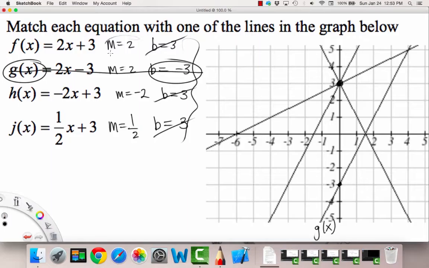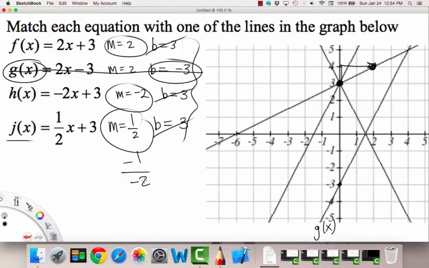Now the slopes are all different, right? This one's positive 2, this one's negative 2, this one's 1/2. First of all, let's interpret the 1/2 one. Let's look at j of x. A slope of 1/2 means you go up 1 for every 2 units you move to the right. So if from this point we go up 1 and 2 units to the right, we're here, right? Or this could also mean you go down 1 for every 2 units you move to the left, because then those negatives would cancel.